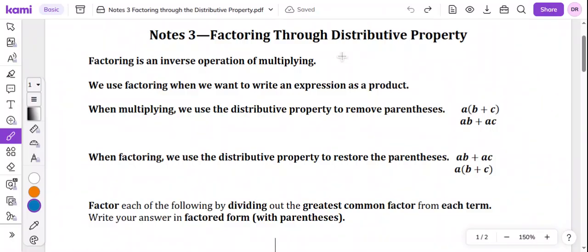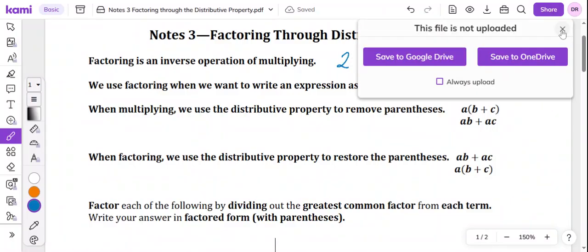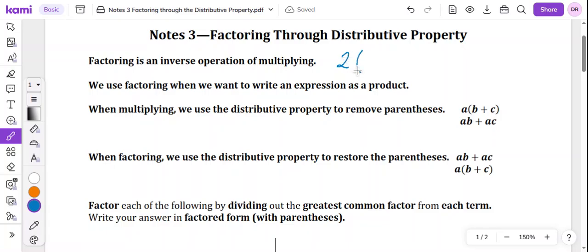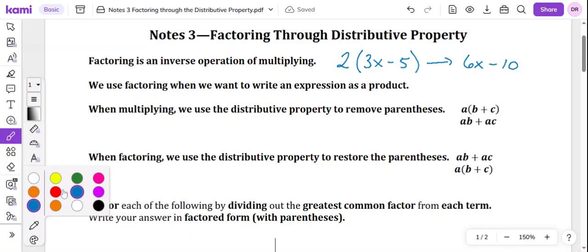To take an example of this, when we see a quantity that has a value multiplying with it, such as 2 times the quantity, let's say 3x minus 5, we are very used to distributing this value on the outside, in this case the 2, and saying that this is equal to 6x minus 10. And what we want to do today is undo this multiplication. We want to go backwards to here. And that going backwards is factoring.